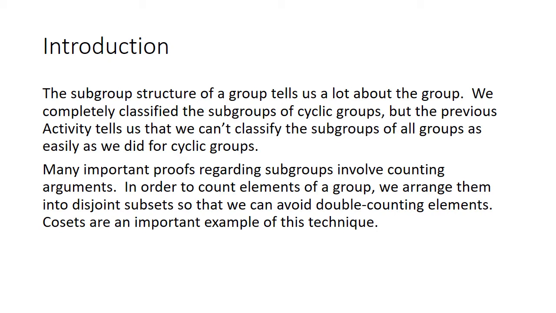Okay, so many important proofs regarding subgroups involve counting arguments. So in order to count the elements of a group, we usually arrange them into disjoint subsets so that we can avoid double counting elements. Cosets are an important example of this technique, and that is going to be the first topic of this investigation. So let's get into it.